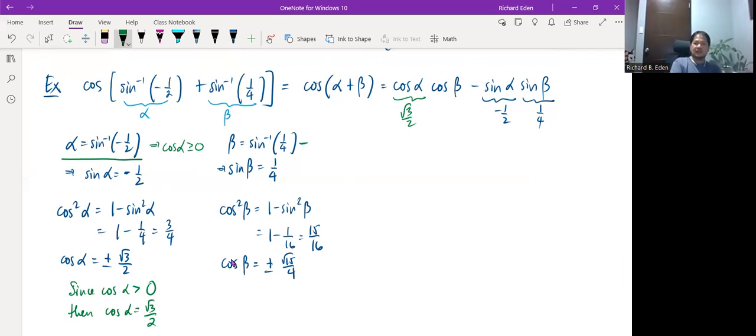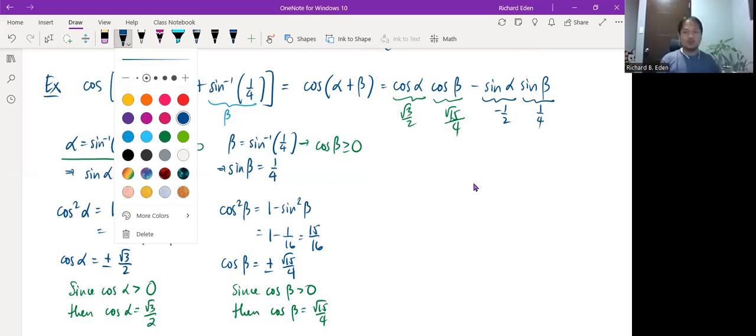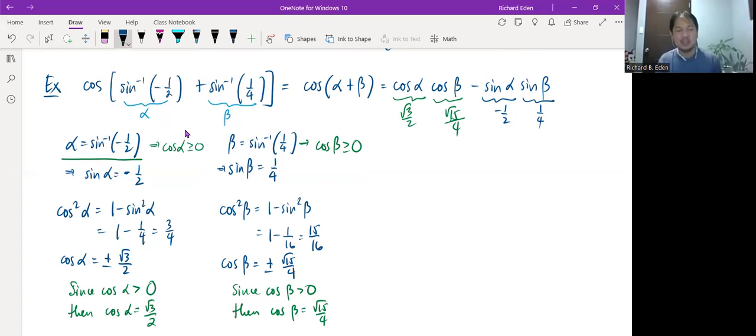Positive. Because beta is a sine inverse, cosine of beta should be greater than or equal to 0. And since cosine of beta is positive, then the cosine of beta is the square root of 15 over 4. And just like that, we have all the numbers that we need, nothing more, nothing less. We did not have to figure out the angles alpha and beta by any approximation whatsoever, and everything that we have done here guarantees that it is exact.